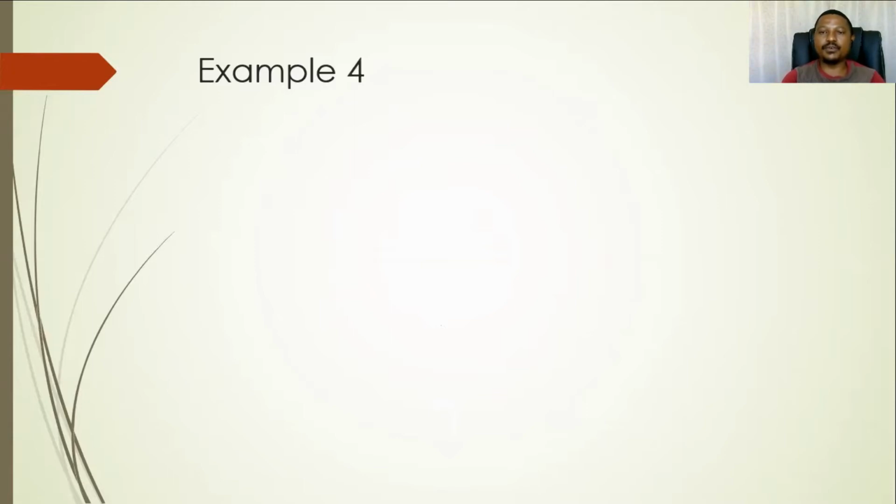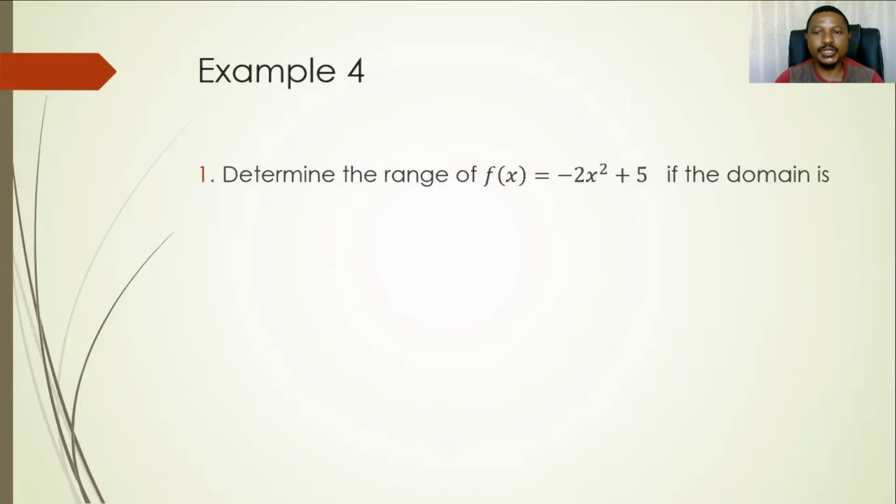So let's look at example 4. What does example 4 want us to do? You are given this function: determine the range of f(x) = -2x² + 5, if the domain is as given. This question is a little bit different from the previous ones because you're given the domain and the formula for the function, but you have to determine the range. So this one, unfortunately, we have to do some calculation.